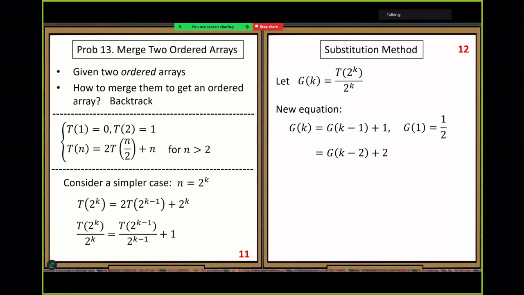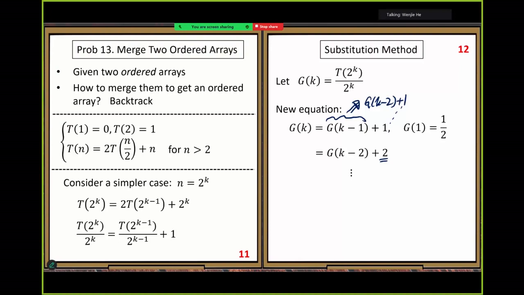2. Because this g of k minus 1, we do another recurrence relation, equals g of k minus 2 plus 1. So 1 plus this 1, we get this 2. Can we see some special rule? So we keep doing things like this.